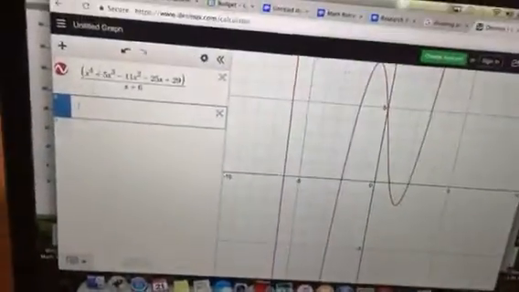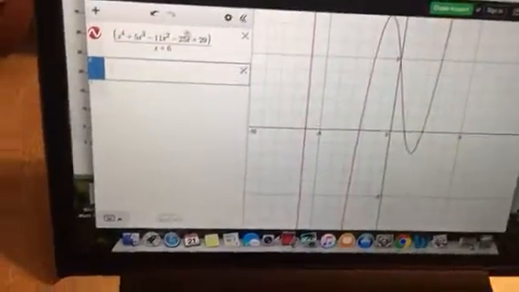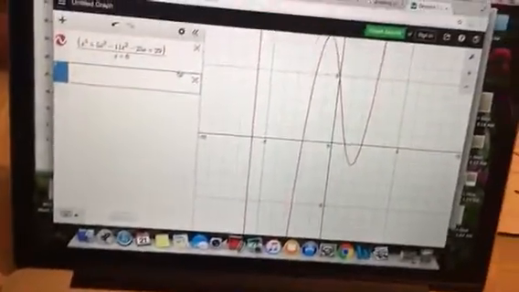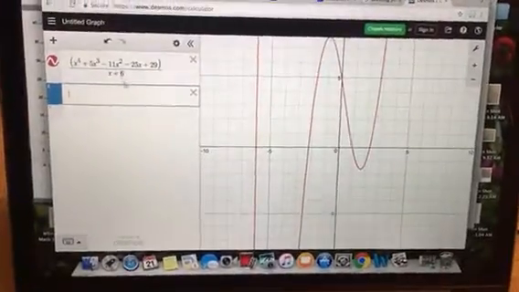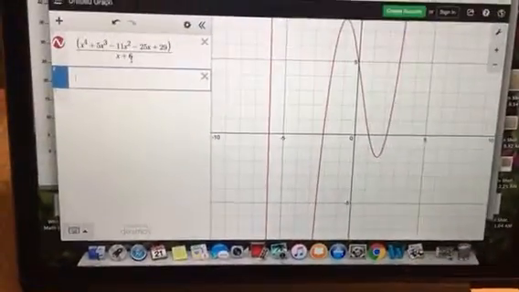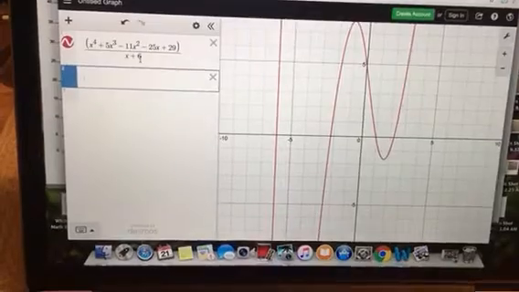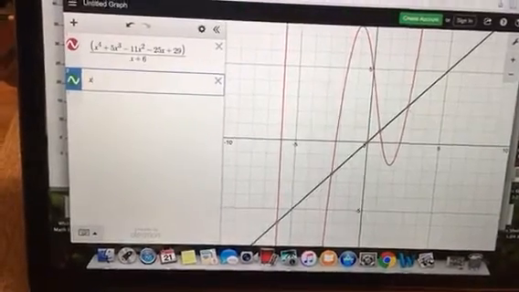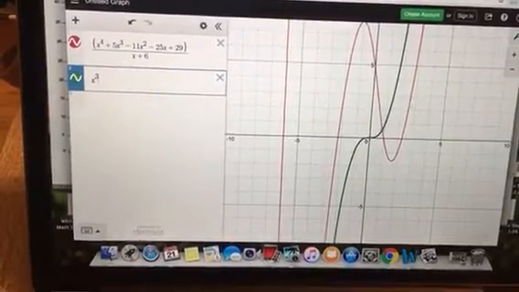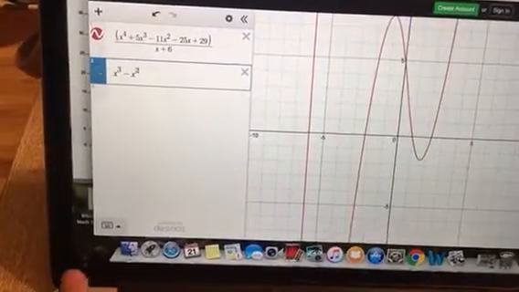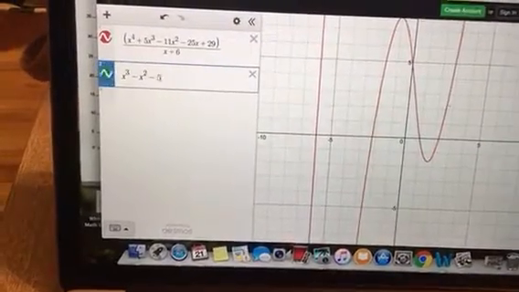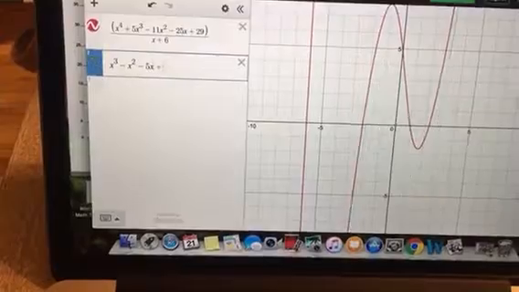I want to stay on this page. So I've gone ahead and typed in the original division problem, x to the 4th plus 5x to the 3rd, and so on, divided by x plus 6. I want to make sure that my answer on my whiteboard is the same. So x to the 3rd minus x squared minus 5x plus 5.